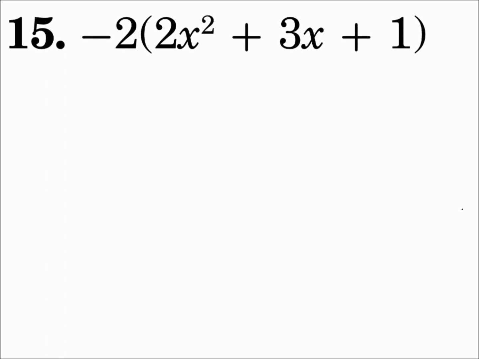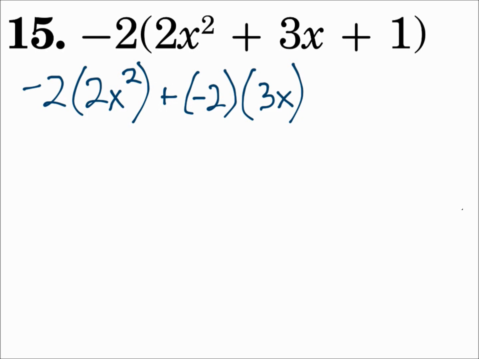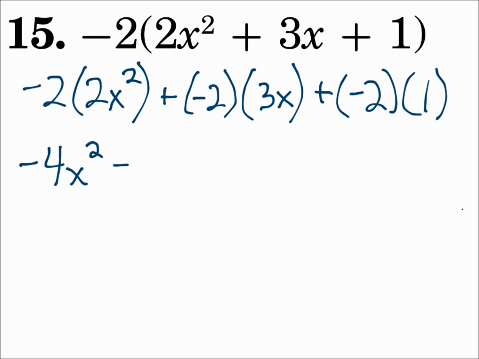For number 15, do the negative 2 times each term inside. Negative 2 times 2x squared plus negative 2 times 3x plus negative 2 times 1. Watch your signs. Negative 2 times 2x squared is negative 4x squared. Negative 2 times 3x is negative 6x. And negative 2 times 1 is negative 2. Those are unlike terms, so this is finished.